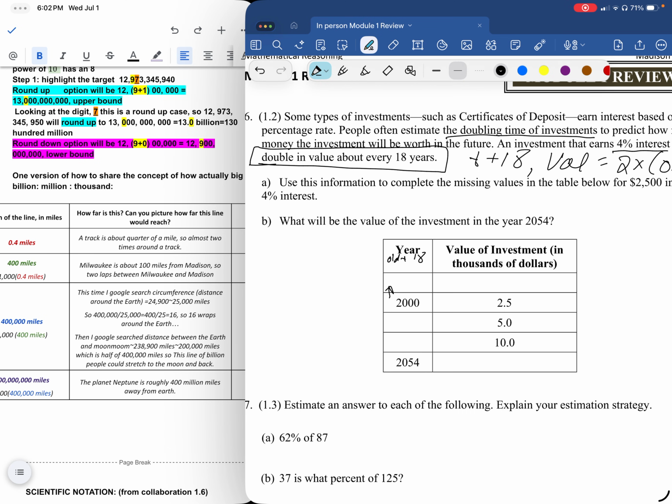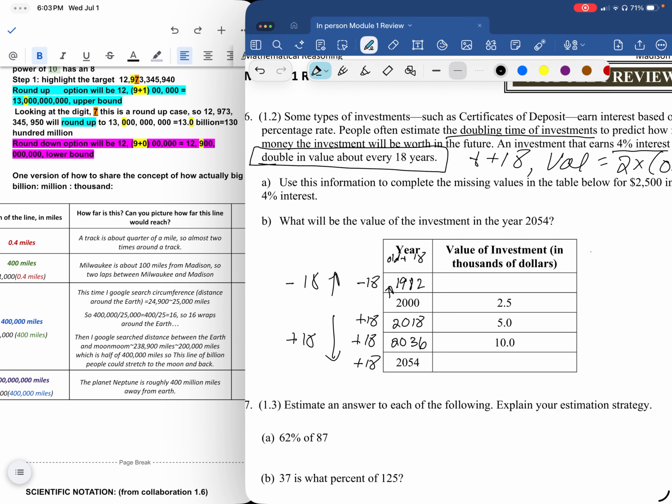Or in this case, we have to go backwards, so this will be minus 18. But here we'll go plus 18, plus 18. So 2018 and 2036. And then going backwards, we get 1982. So that's kind of how we can go about figuring out the time. We go forward plus 18 years and go back, we subtract 18 years. So this is going forward plus 18 and going back minus 18.